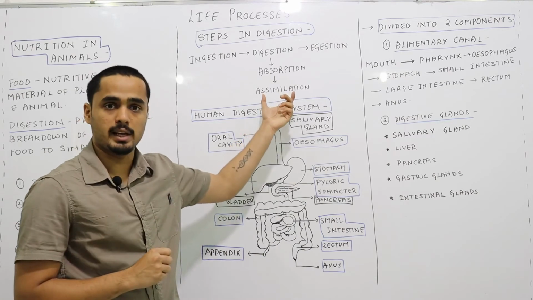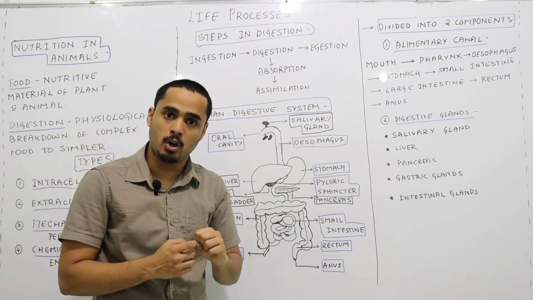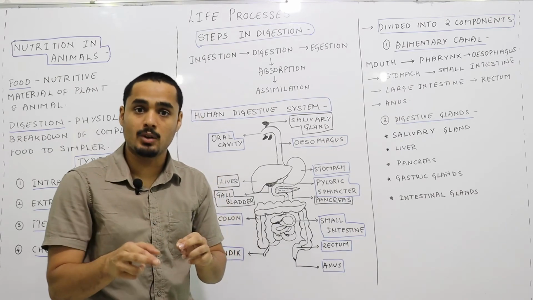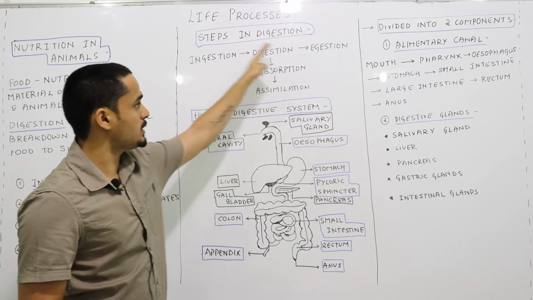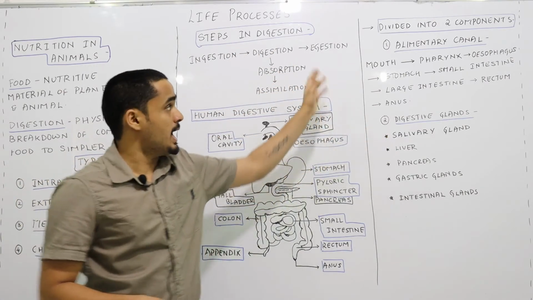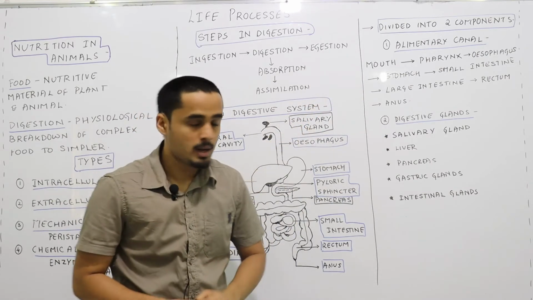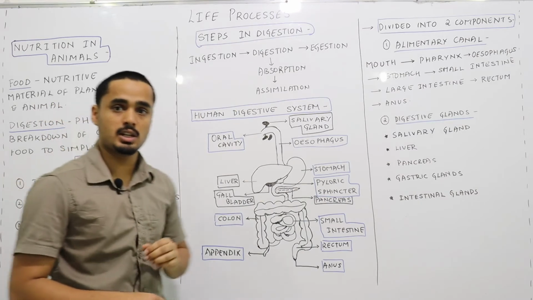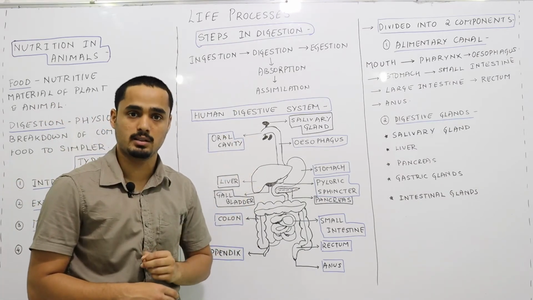Then we have something called assimilation. What is assimilation? Whatever food is absorbed by the body has to be further broken down to yield energy. That is what we mean by assimilation. And once this process has occurred, whatever undigested food is remaining has to be thrown out, and that process we call egestion. Clear? So this is how the steps of digestion are classified in higher organisms.